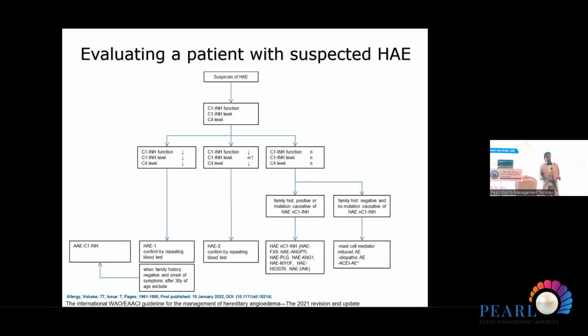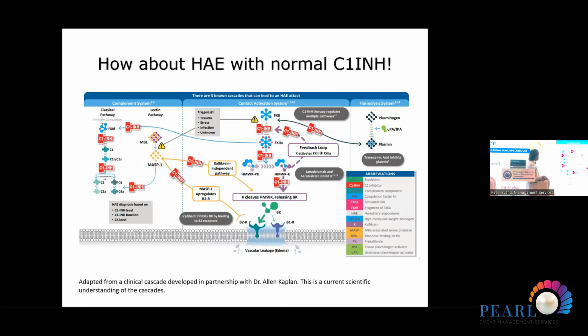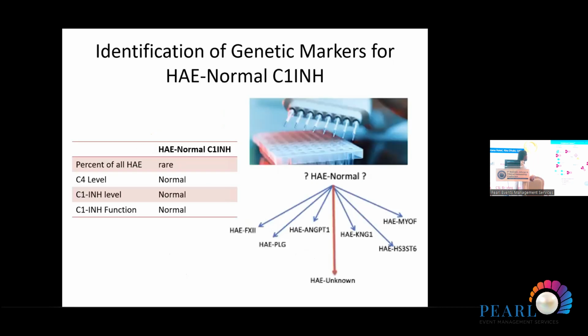Now, maybe 10 years ago, we only knew about factor 12 as the main cause of normal C1 inhibitor hereditary angioedema, but now we know about so many causes of hereditary angioedema. And obviously, I'm not going to go through this at this time, but just remember the three main pathways. So you've got the complement pathway, but as well you've got the contact activation system and the fibrinolysis system. And any defect in all these factors can be a cause of a normal C1 inhibitor hereditary angioedema.